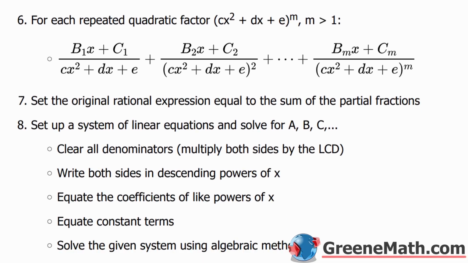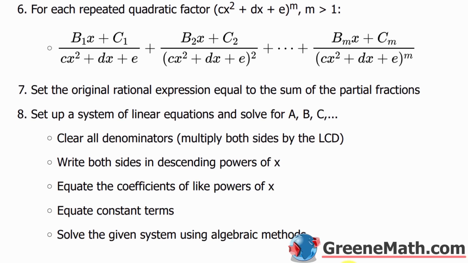All right, the last thing you're going to do is solve for your unknowns. So in most cases, you're going to set up a system of linear equations, and again, solve for your A, your B, your C, so on and so forth. You can clear all denominators to multiply both sides by the LCD, write both sides in descending powers of x, equate the coefficients of like powers of x, equate the constant terms, and then solve the given system using algebraic methods. Like we talked about in the last section, there are some strategic substitutions that you can make to make your life a lot easier. So you don't always have to go through and set up a linear system, but in some cases you have to, and in every single case it's going to work if you want to do that, even though it might not be the fastest approach.